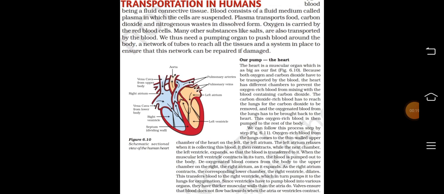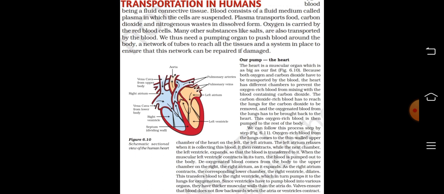Being a fluid connective tissue, blood consists of a fluid medium called plasma in which the cells are suspended. Plasma transports food, carbon dioxide, and nitrogenous waste in dissolved form. Oxygen is carried by the red blood cells. Many other substances like salts are also transported by the blood. We thus need a pumping organ to push blood around the body, a network of tubes to reach all the tissues, and a system in place to ensure that this network can be repaired if damaged.